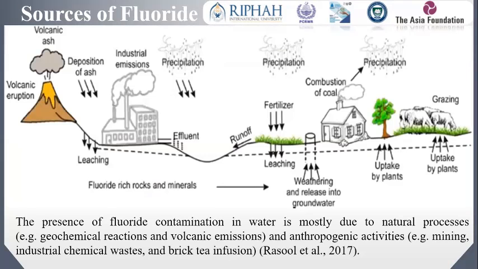The sources of fluoride: there are two types of sources for fluoride in drinking water. One is natural sources and the other is anthropogenic sources. Natural sources include volcanic eruption and leaching of geochemical minerals from rocks to groundwater. Anthropogenic sources are basically industrial waste, mining, and brick tea infusions.